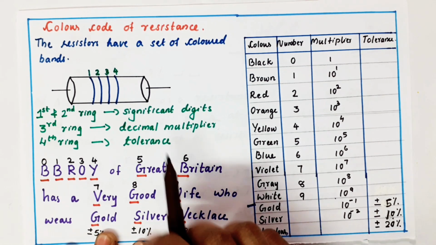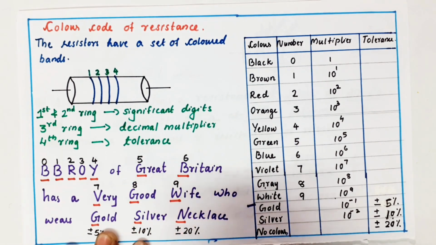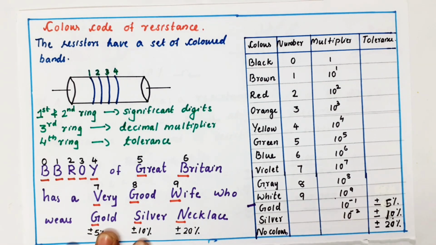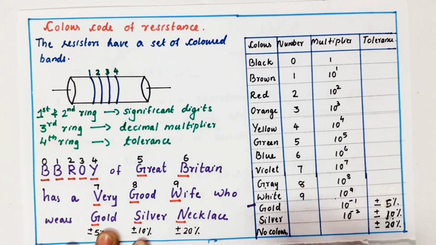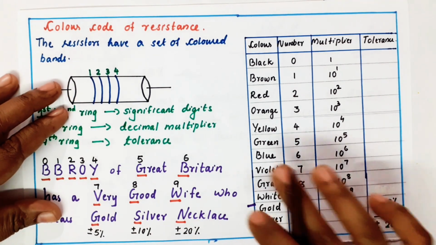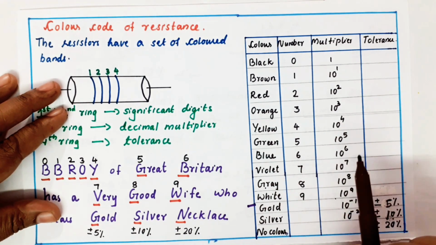So the first and second rings are significant digits, the third one is a decimal multiplier, and the fourth one is a tolerance. Then how will you understand the significant digits? For that I gave a tabular column here. In this tabular column there are 4 columns: color, number, multiplier, tolerance.